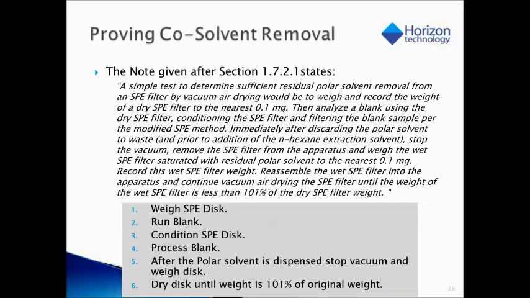So how do we prove that there's no co-solvent in that final collection vessel? In the method, there's a procedure given where we take a dry SPE disc, we record the weight, then we process a blank through the disc and dispense the polar solvent. We then air dry the disc, collecting weights at set time intervals until the final weight and the original weight are within 101% of each other.